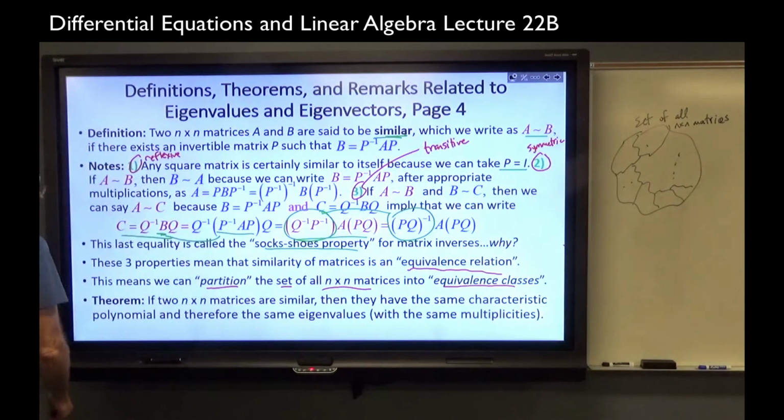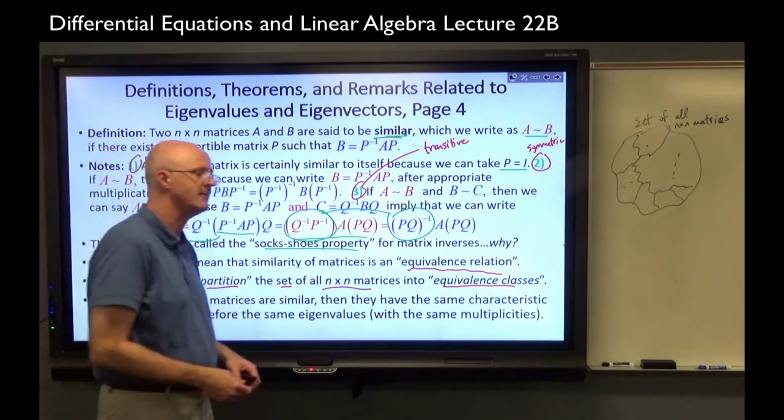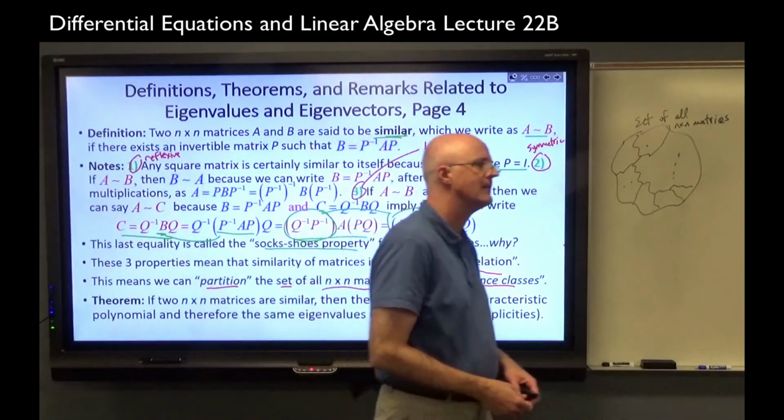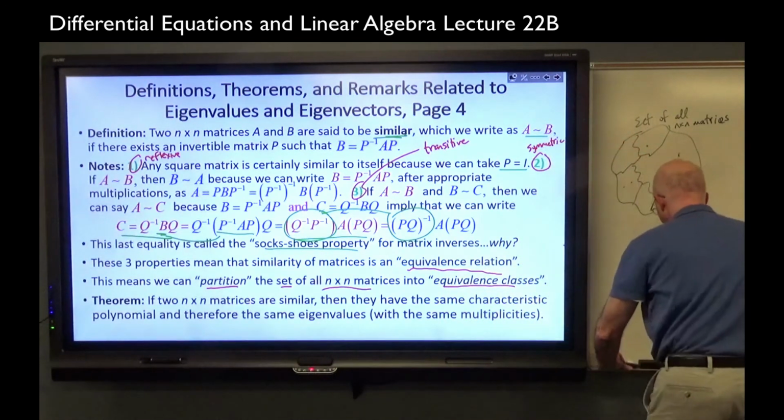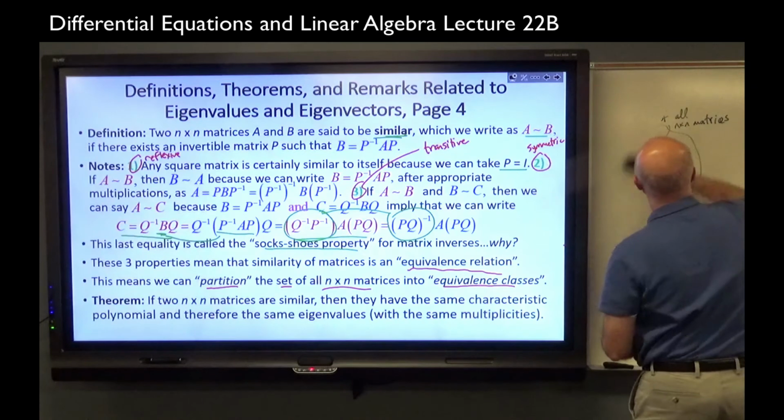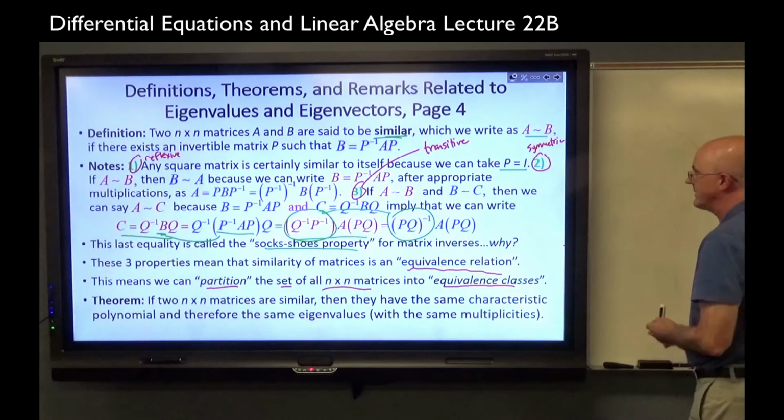Theorem: if two n by n matrices are similar, then they have the same characteristic polynomial and therefore also have the same eigenvalues, with the same multiplicities, in fact. Their characteristic equations are going to be the same, and they'll have the same eigenvalues. Let's see if we can figure out why.